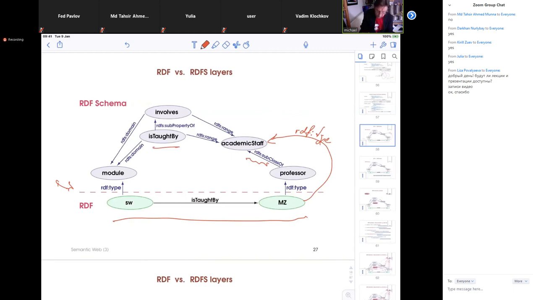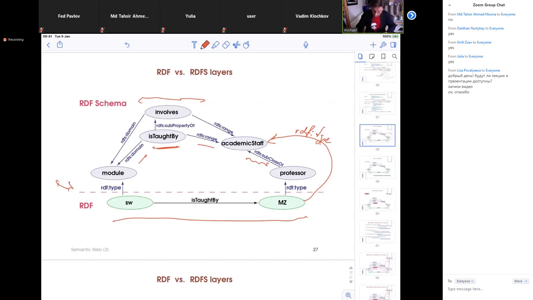Okay, then what else? We have is stored by. Is stored by, as we saw earlier, has range academic staff and has domain module. Yeah, and I also showed you that there can be a more general property, say involves. It doesn't mean that it teaches, it's somehow involves. I don't know. It can be, say, some technical support. So it can be a more general property. Okay, so that's the beginning.